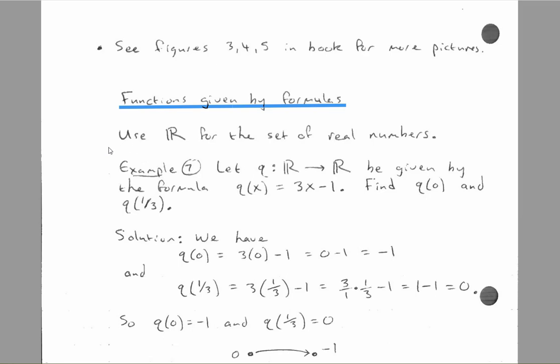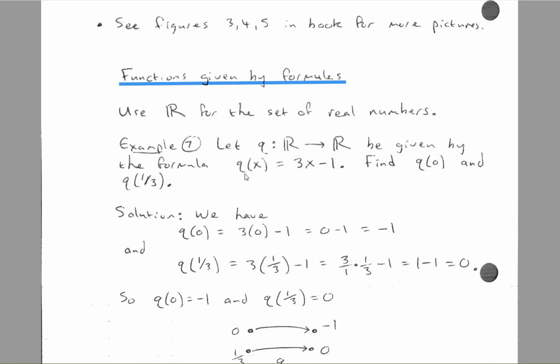Alright, so yeah, going back to formulas, we're using this notation R for the set of real numbers. Example 7: let Q be a function from R to R, from the real numbers to the real numbers, given by this formula. Q of x is equal to 3x minus 1. Find Q of 0 and Q of 1/3.